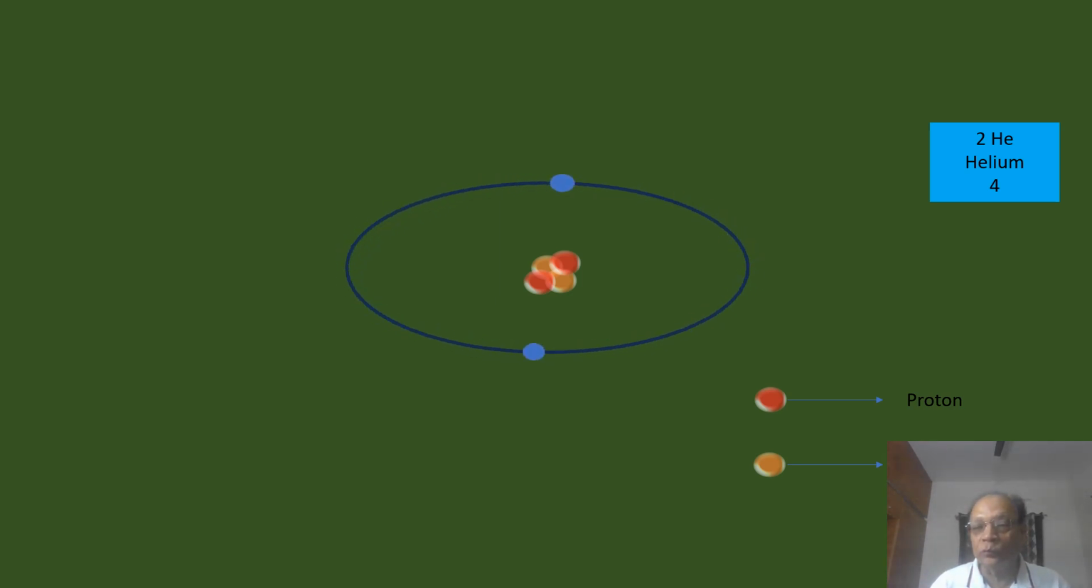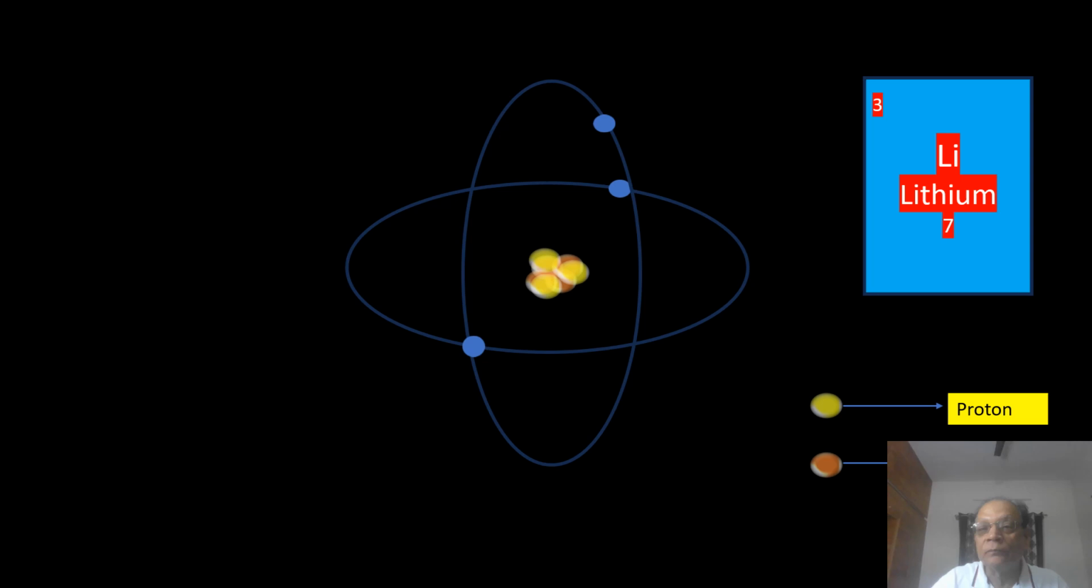This is another moving electron video of helium, which has atomic number 2 and atomic mass of 4. We have shown where is the proton and where is the neutron in the center of the atom, and 2 electrons are revolving around it. I hope this clears your concept as to how electrons revolve around the nucleus.